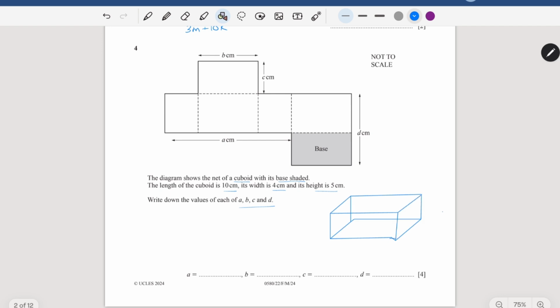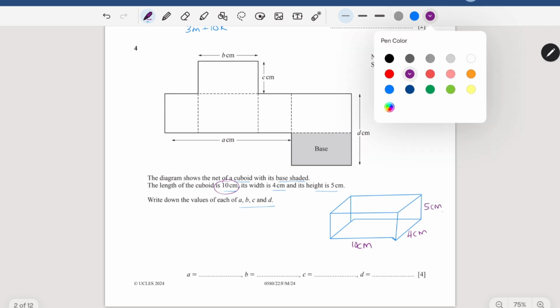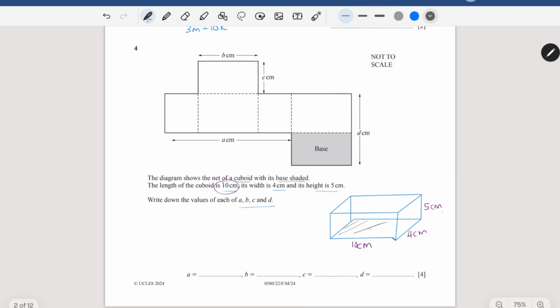So this is the shape of a cuboid. Now let's label the measurements on the cuboid. The length is 10 cm, the width is 4 cm, and the height is 5 cm. They shade the base, so let's shade the base as well. The base is at the bottom over here, so the base is 10 cm and 4 cm. Which means the base over here is 10 cm, and this one is 4 cm.